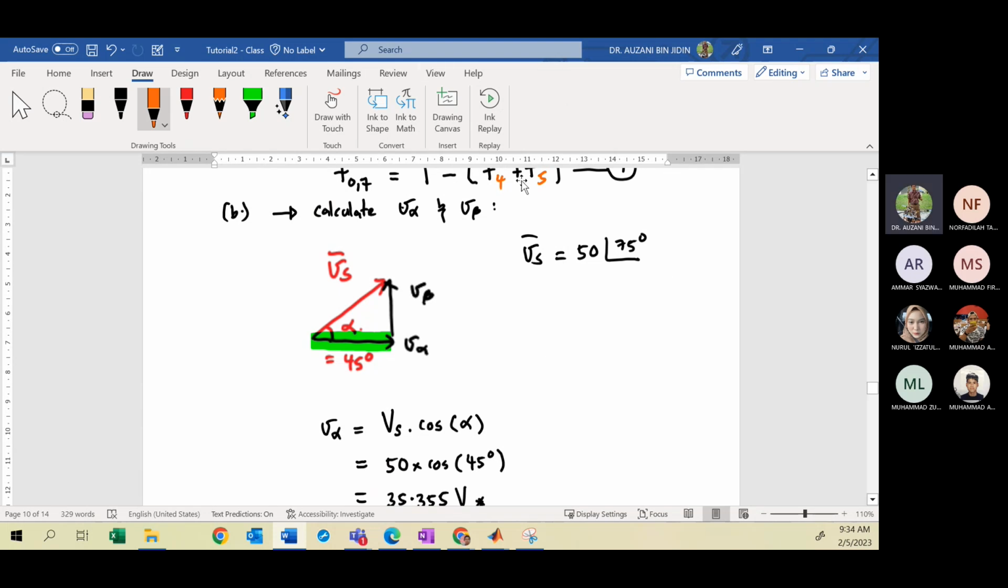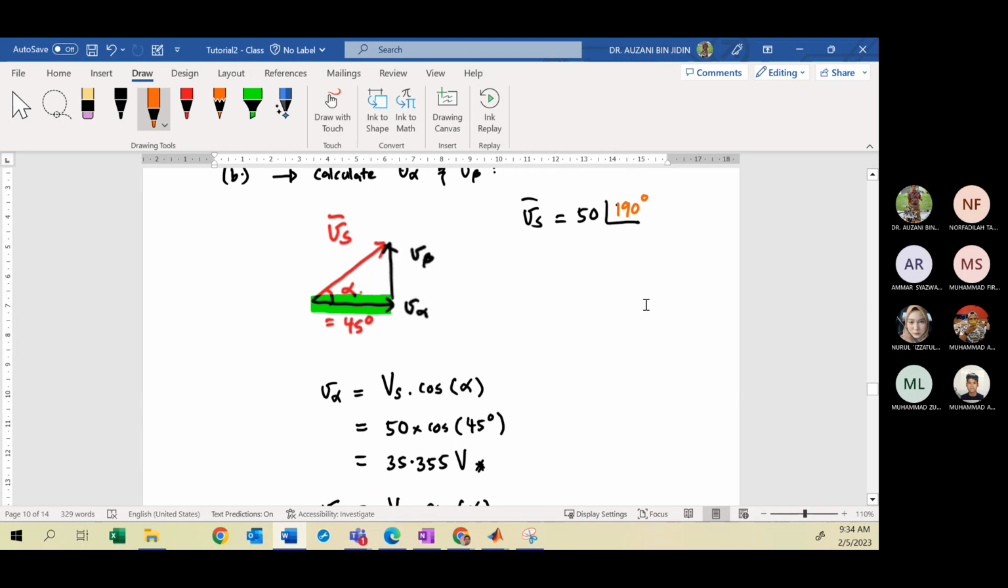For the second question, Vs is what? What is the value? The amplitude is 50 volt, right? 50 volt, but the angle is 190 degrees. So the angle changed to 190. So then from here, alpha. Remember the alpha. Alpha is what? 50 degree, right? So then you change. Here will be 50.